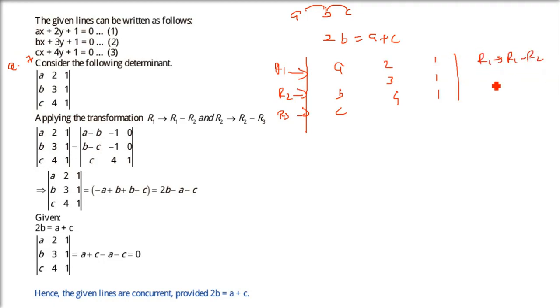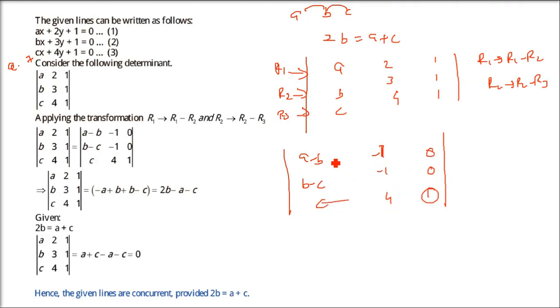So I'm changing R1 to R1 minus R2, and R2 to R2 minus R3. This will be A minus B, 2 minus 3 is minus 1, 1 minus 1 is 0. Now B minus C, 3 minus 4 is minus 1, 1 minus 1 is 0. The last row is C, 4 and 1. Now we'll open using the last column, because of the 0, 0, it doesn't matter. This entry will be 1, so we don't take its row or column. What remains is A minus B, B minus C, minus 1, minus 1.